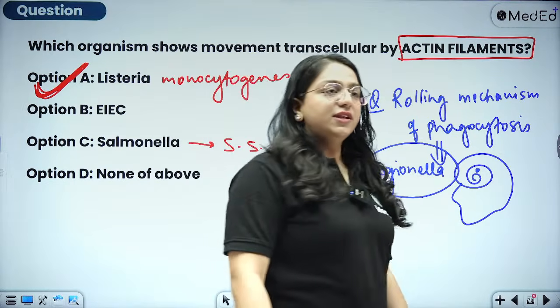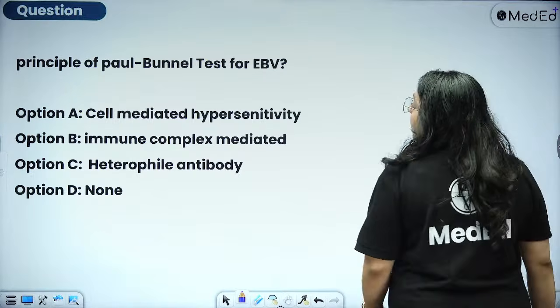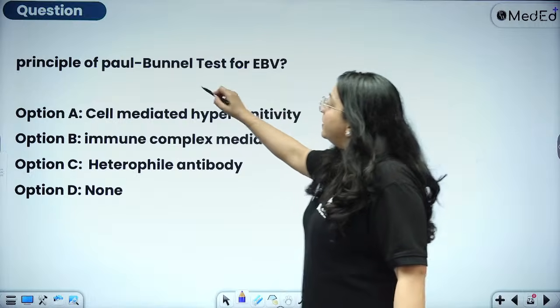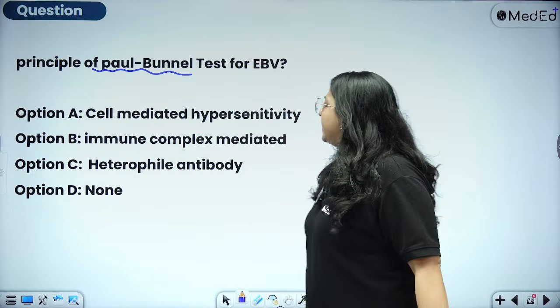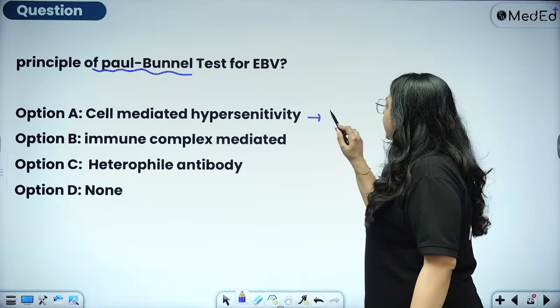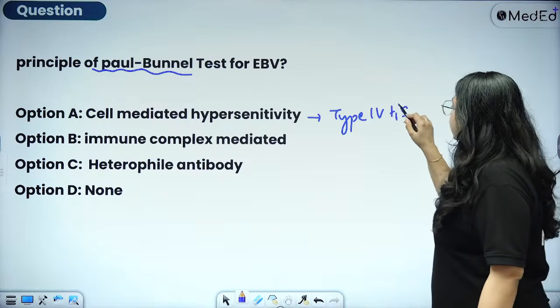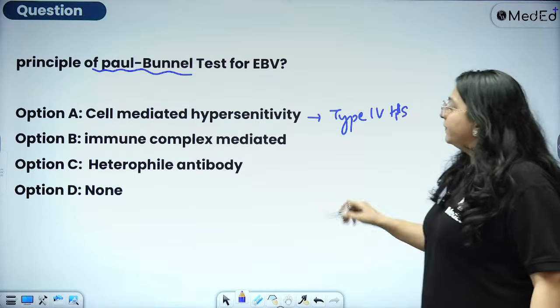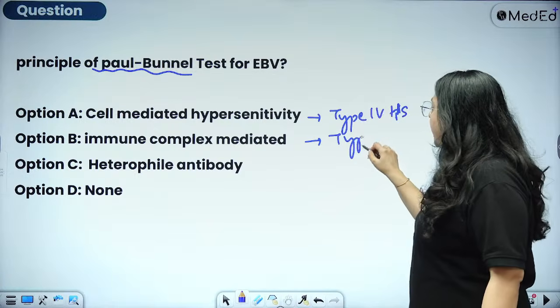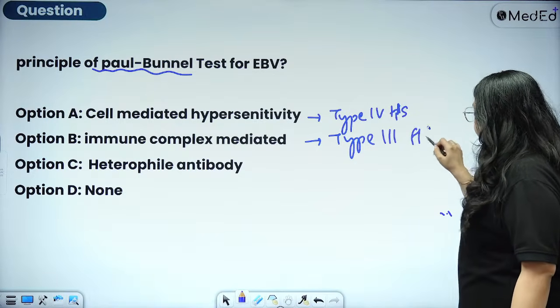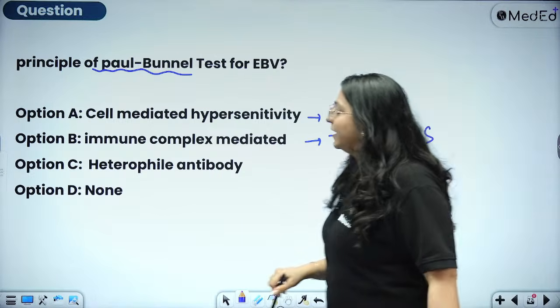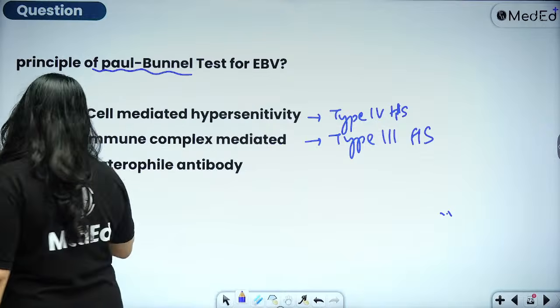Okay. Principle of the Paul-Bunnell test of EBV. Cell-mediated hypersensitivity? No. That is type 4 hypersensitivity. Is it not? Immune complex mediated is type 3 hypersensitivity. Heterophile antibody. Yes. Heterophile antibody.